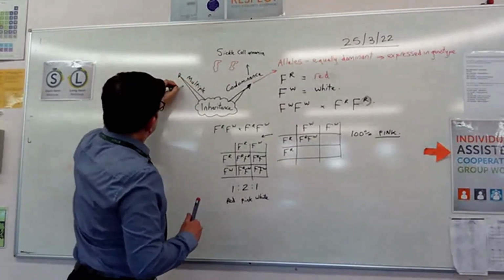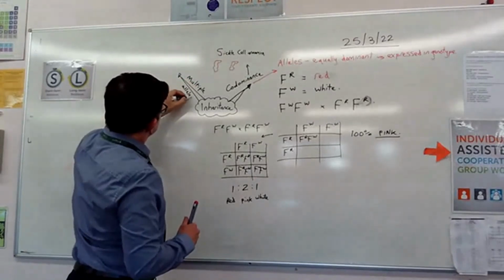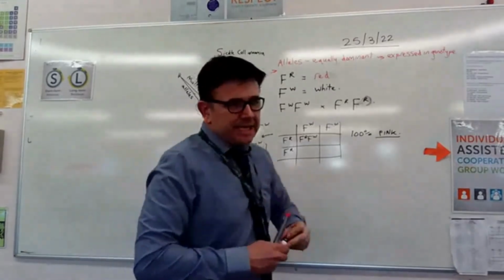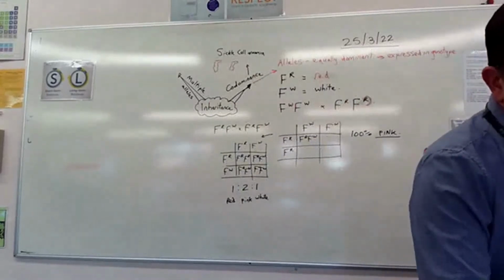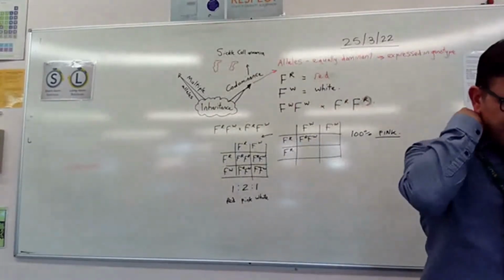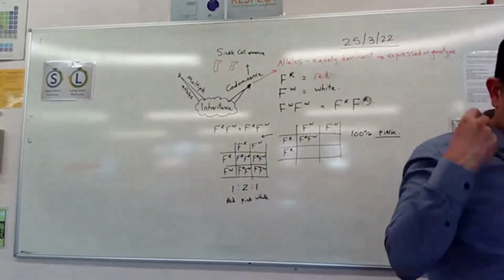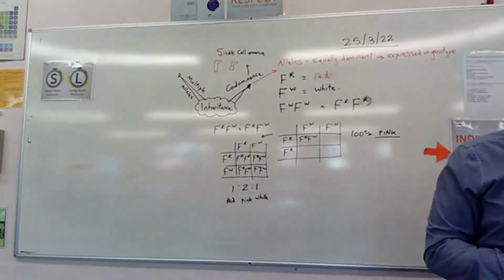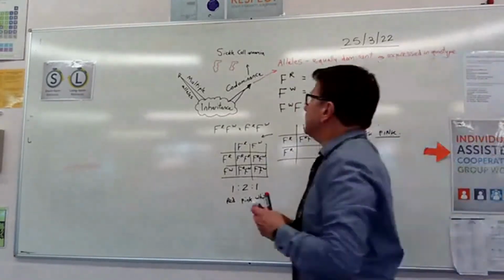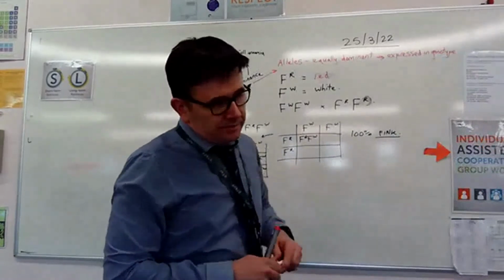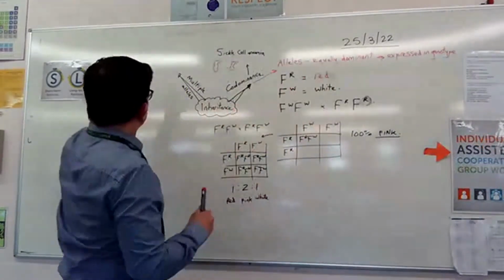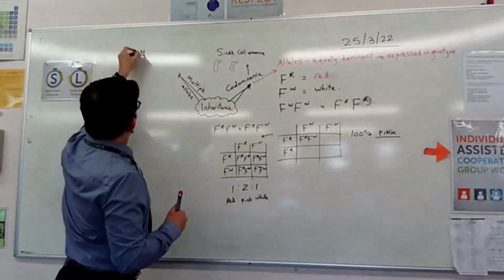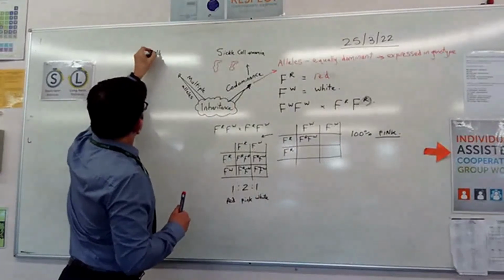So multiple alleles. This is when it gets a bit more interesting. Multiple alleles is when there's more than 2 alleles that may be present on an individual's chromosome. So, traits with more than 2 alleles.